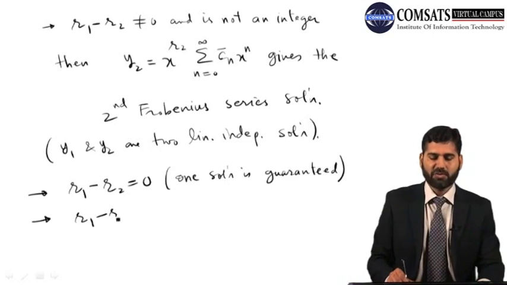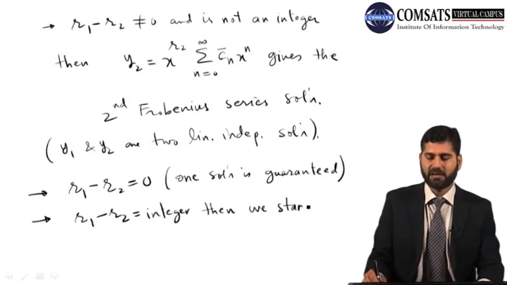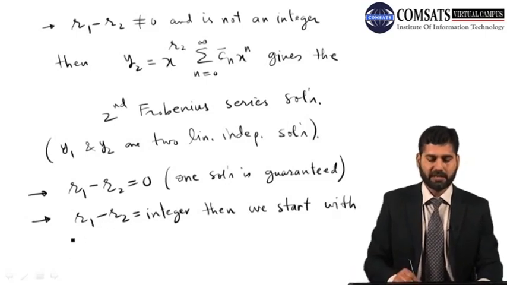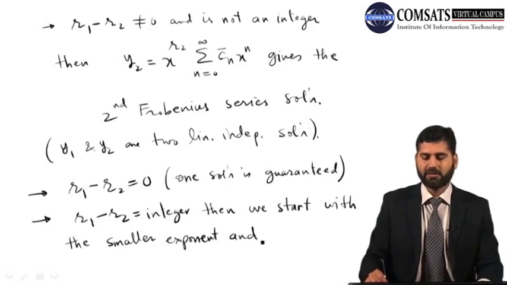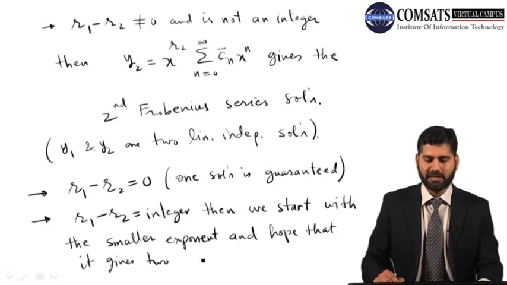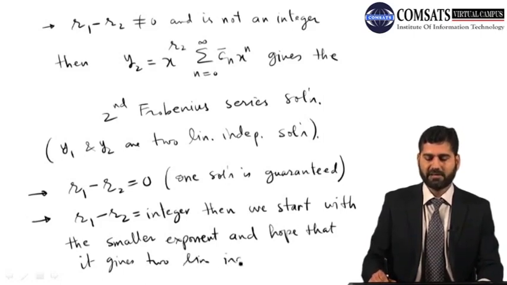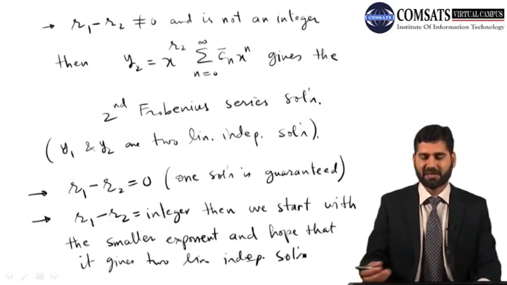If r1 minus r2 is an integer, then we start with the smaller exponent and hope that it gives two linearly independent solutions, as was the case in our example. We did an example where we got two linearly independent solutions.